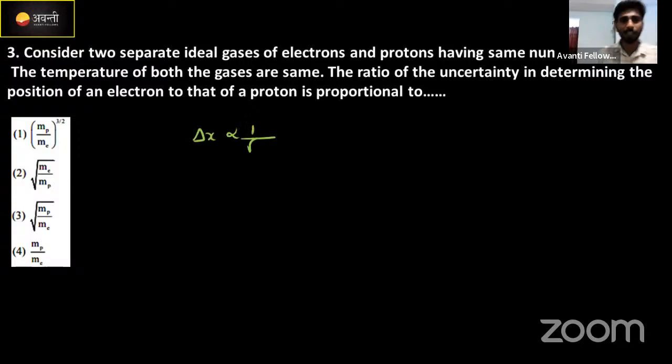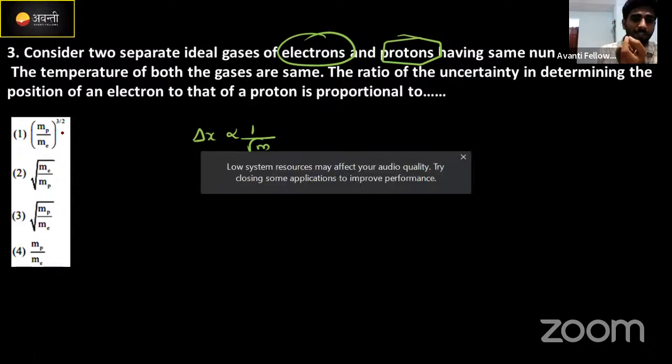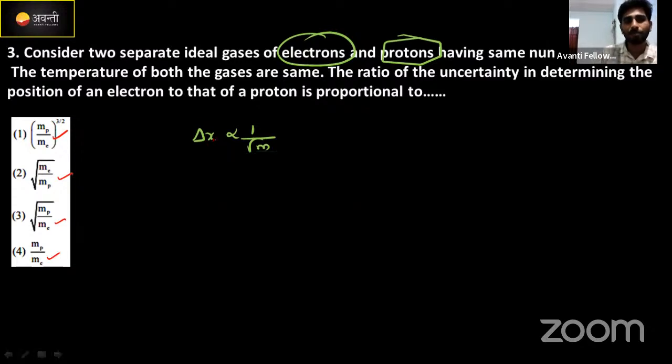1 by root m, correct? Here, what masses are there? Electron. Why am I taking this one? If you go through the options, you might notice the mass of electron and proton, correct? That's why I change this equation. Suppose the position of an electron to the proton is asked, then we need to take delta x e, the mass of electron, divided by delta x of p proportional to again 1 by under root of mass of proton.